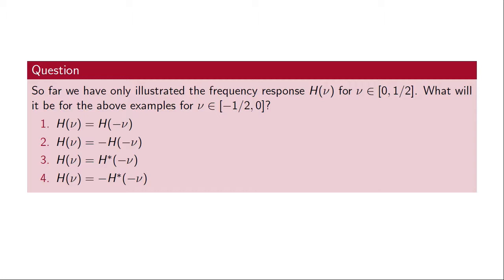In all of these examples, we only looked at the frequency response H(ν) for normalized frequencies ν in the range of 0 to 1/2. But what will it be for frequencies in the range -1/2 to 0? Will the frequencies at negative normalized frequencies be equal to a symmetric version of the frequencies at positive? Will it be equal to an anti-symmetric version? Will it be equal to a conjugate symmetric version? Or will it be an anti-symmetric conjugate version of the frequency response for the frequencies in the range 0 to 1/2?